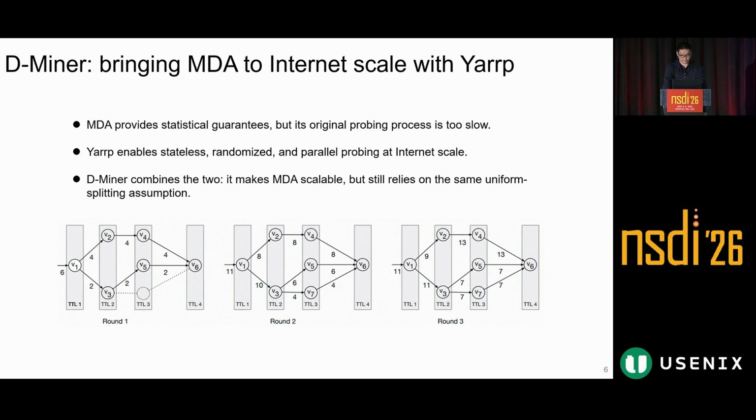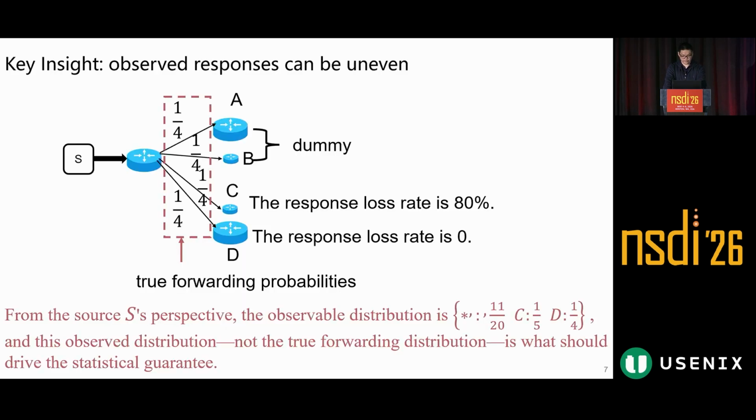But the important point is that dminer only fixes scalability. It still relies on the same uniform splitting assumption as MDA. So YARP makes MDA scalable, but not assumption-free. What really matters here is not the true hidden distribution inside the network, because the observer at S never gets to see that directly. What is actually observed is shown when the star aggregates the non-responsive or indistinguishable branches. So if we want to compute a statistical guarantee, it should be based on this observed distribution, not on the inaccessible true distribution.